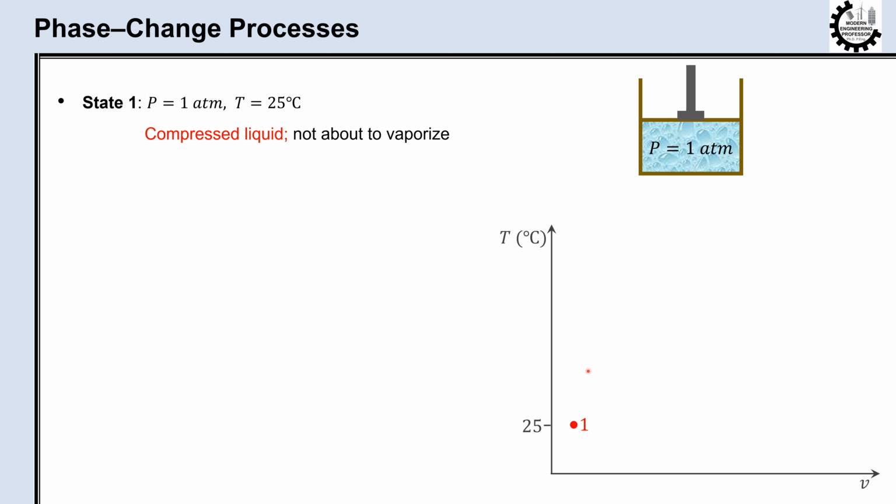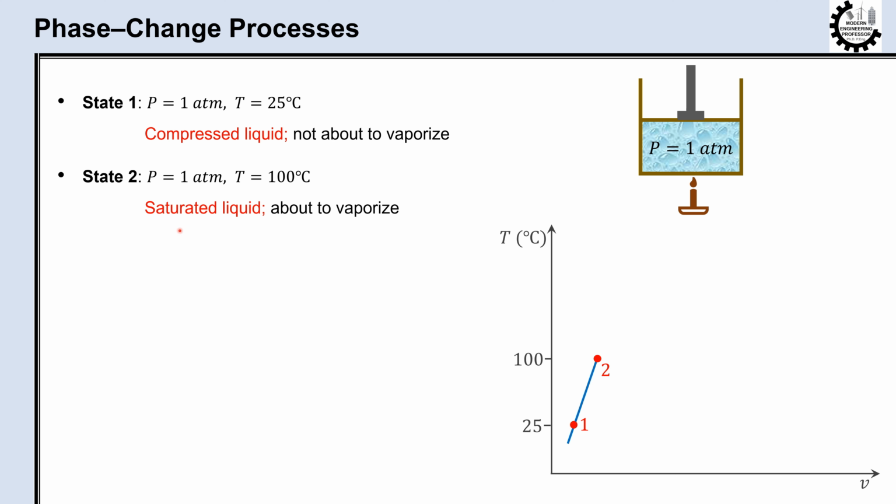Heat is now transferred to water, but its phase does not change until its temperature rises to 100 degrees Celsius. Its volume increases slightly, as we can see at state 2 on the temperature-volume graph. At this point, water is still a liquid, but any heat addition will cause some of the liquid to vaporize. A liquid that is about to vaporize is called a saturated liquid.